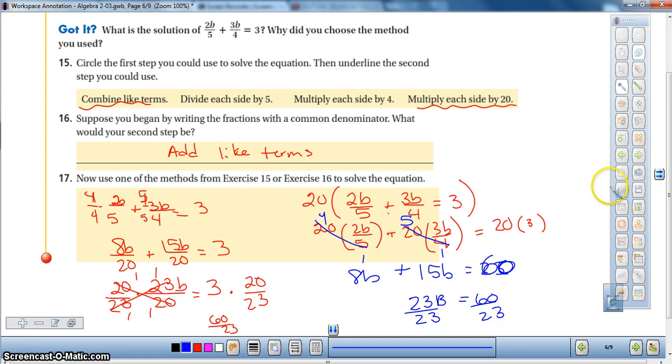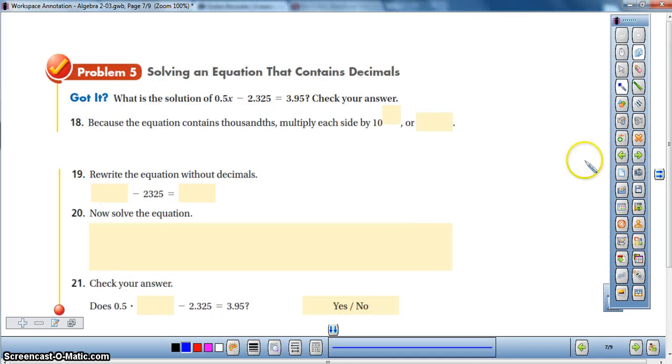If you need to pause and watch this a few times to get it to make sense to you, do so. When you do your homework in class tomorrow, I am going to have you practice it both ways: first with adding your fractions, getting a common denominator, and then with eliminating the fraction.